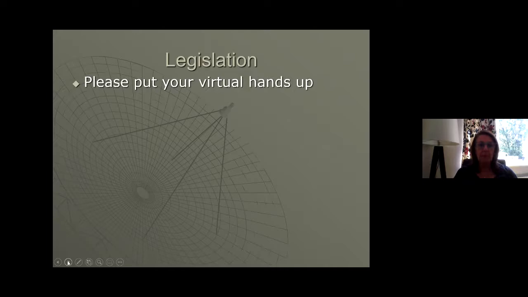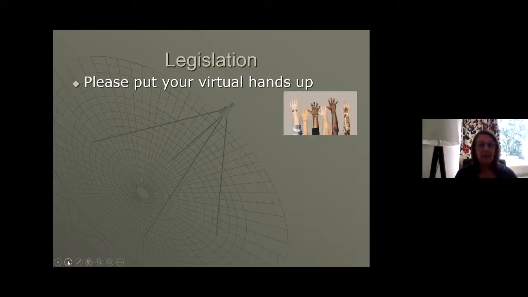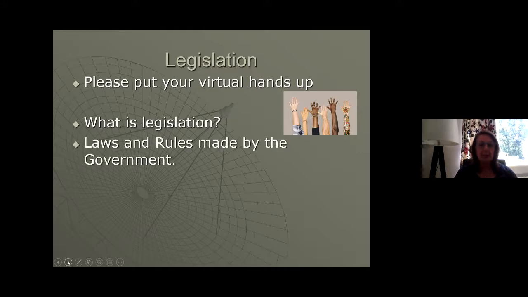So, legislation. What I want you to do is put your virtual hands up, and I'd like you to tell me what you think legislation actually means. So what is legislation? So legislation are the laws and rules made by the government.